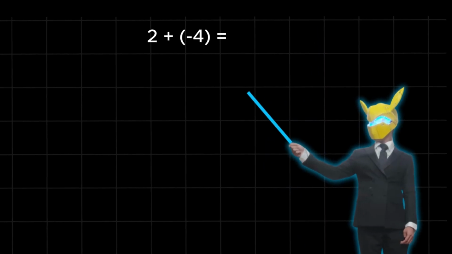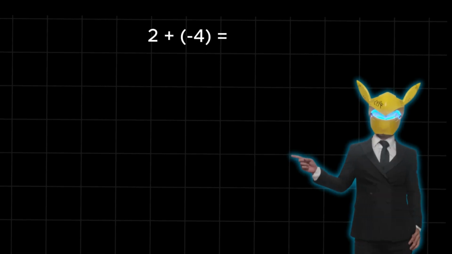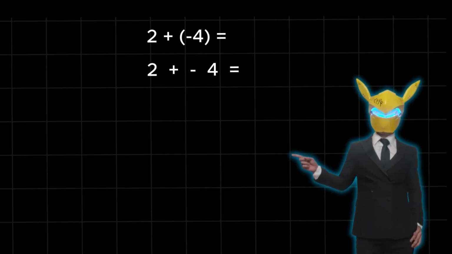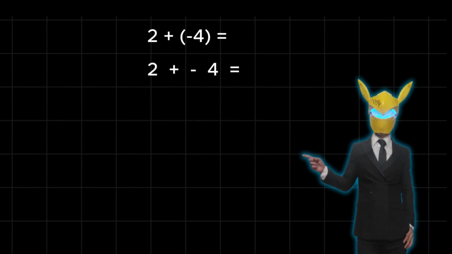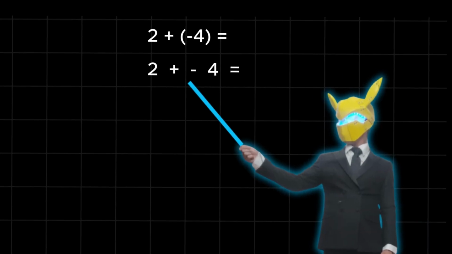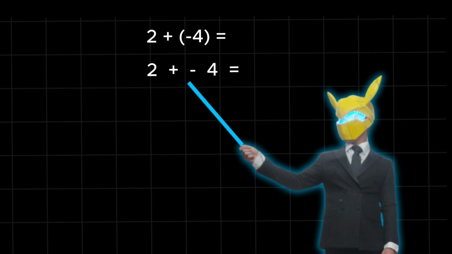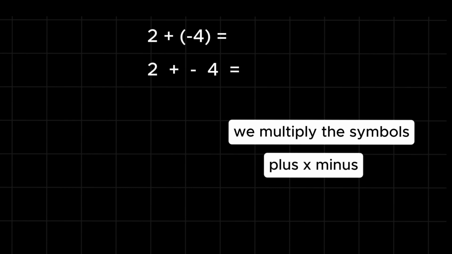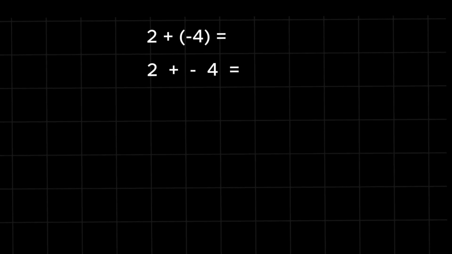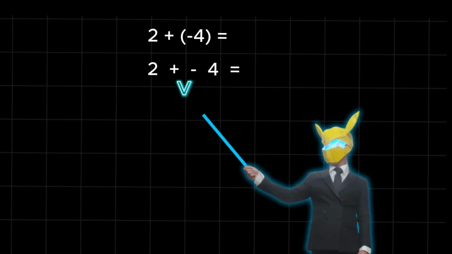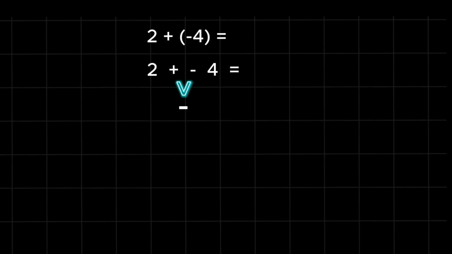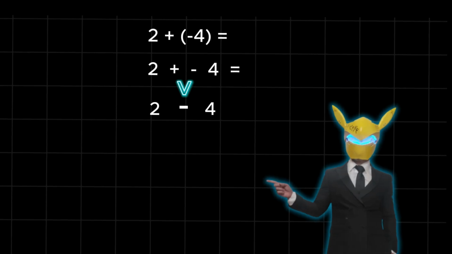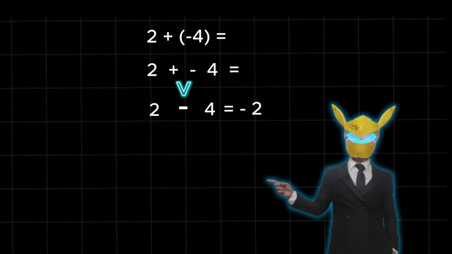Finally, we get to the brackets. 2 plus minus 4 in brackets. If we simplify this to the next line, we get 2 plus minus 4. Look at the symbols next to each other. We have a plus and a minus next to one another, which technically means we have to multiply the symbols. So a plus times a minus gives us a minus. So we're left with 2 minus 4, and 2 minus 4 equals minus 2.